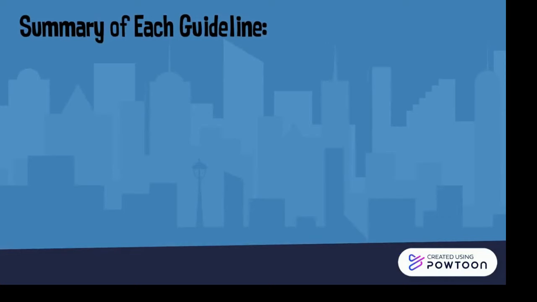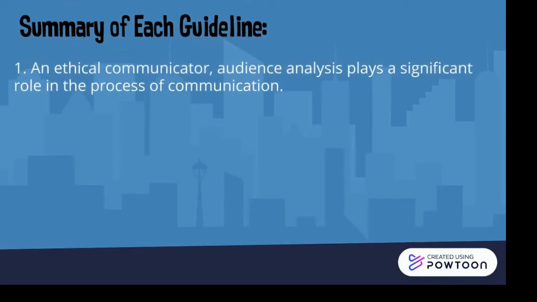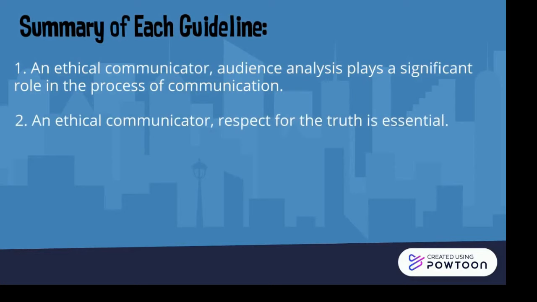Guideline number 1, an ethical communicator does audience analysis, which plays a significant role in the process of communication. How we influence others will depend on our attitudes towards our audience. Respecting other people, regardless of their culture and beliefs, is essential in the process of communication. Guideline number 2, an ethical communicator respects the truth. A functional relationship between the sender and the receiver cannot be achieved if one is lying. And if we cannot trust the person or a group, our communication becomes ineffective.